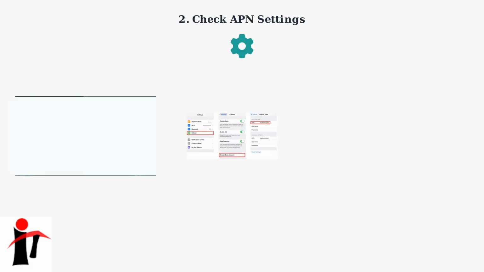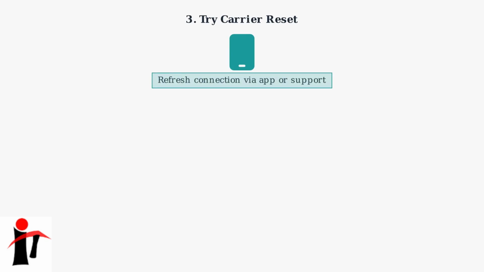Ensure your device's APN settings are set to wholesale for Ultramobile. This configures your data connection properly. If issues persist, perform a carrier reset through the Ultramobile app or support. This refreshes your network connection without erasing data.